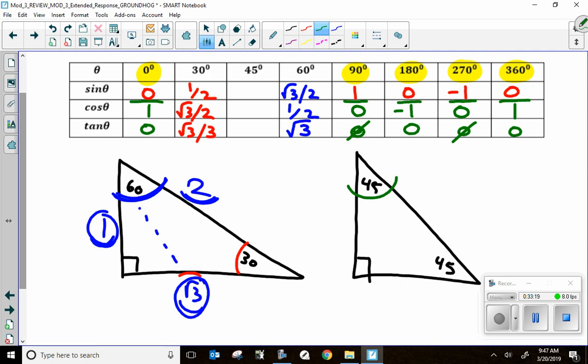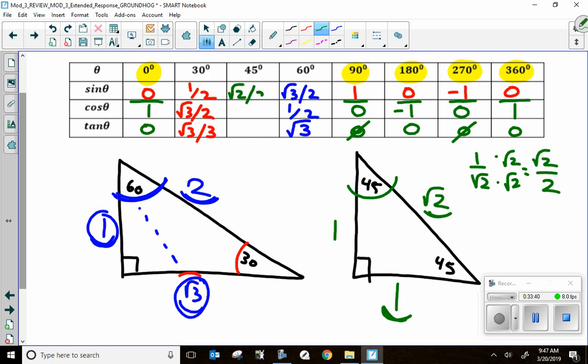45 degrees. It is 1, 1, radical 2. Sine is opposite over hypotenuse. 1 over radical 2. We are going to simplify that. We are going to multiply the top and bottom by radical 2. So I would get radical 2 over 2. So the sine of 45 is radical 2 over 2.